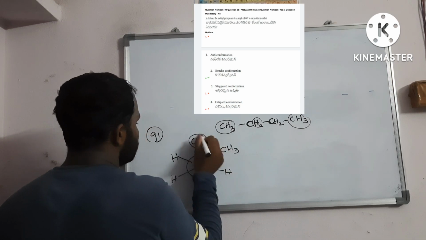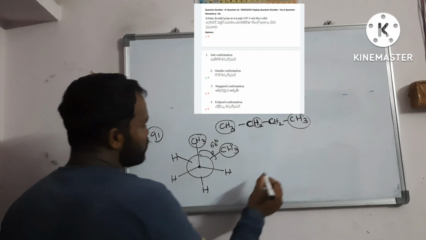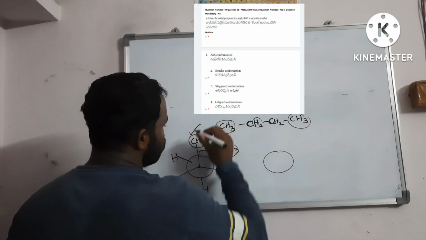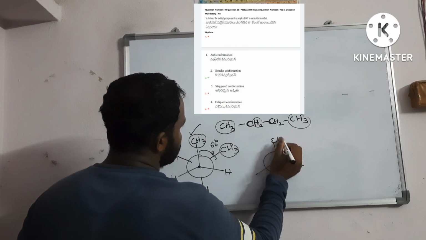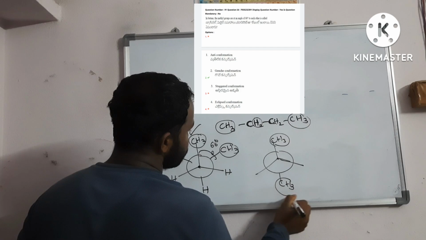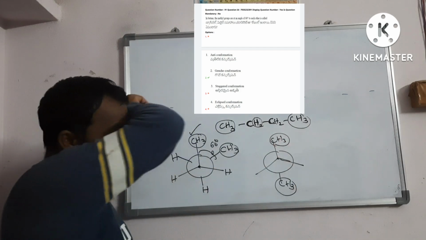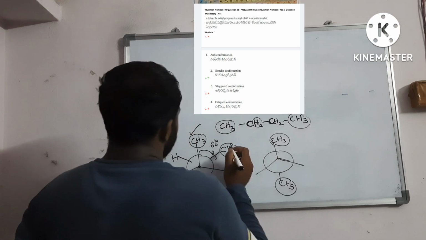So whenever the CH3 and CH3 make an angle of 60 degrees, it is called what? Gauche. This is option Gauche is correct. So if I write opposite, CH3 and CH3 making an angle of 180 degrees opposite, it is called anti.